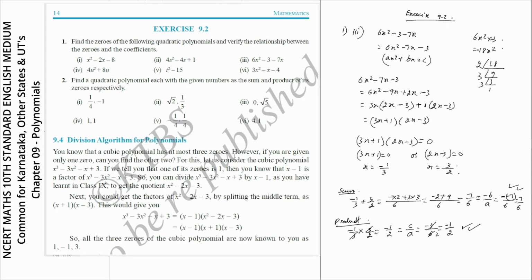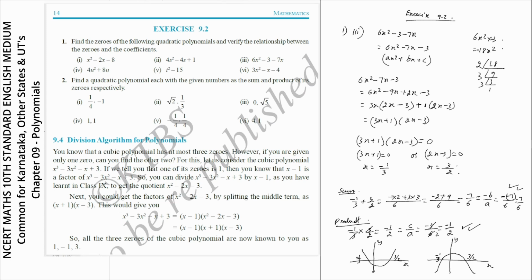So when you plot this polynomial on an xy plane, it will be something like this. The graph is intersecting the x-axis at points minus 1 by 3 and 3 by 2, or it may be intersecting this way also. We don't know. If we plot, we will come to know exactly. In either of the two forms, it will be intersecting the x-axis at the points minus 1 by 3 and 3 by 2.